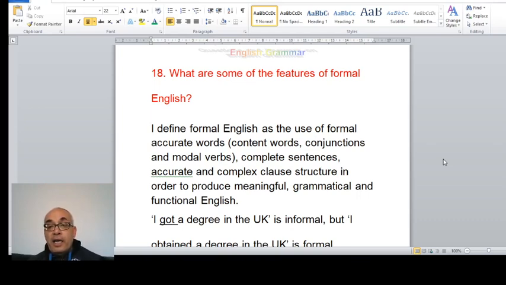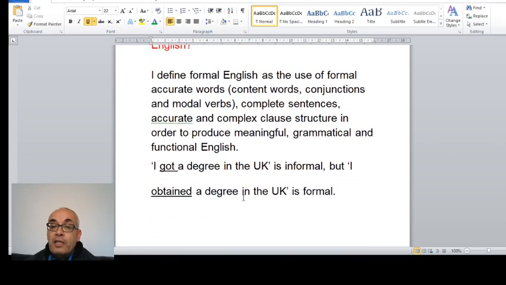So, again I repeat, I define formal English as the use of formal accurate words, examples, content words, conjunctions, and modal verbs, the use of complete sentences, accurate and complex clause structure in order to produce meaningful, grammatical, and functional English. So I got a degree in the UK is informal, but I obtained a degree in the UK is formal. So I changed got, which is informal, and I use obtained, which is formal.